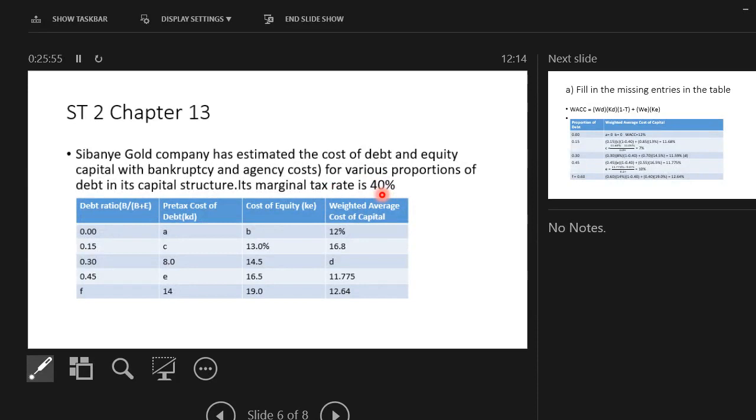It has to be there, because the question normally comes in this format. And then they tell you that this is the pre-tax cost of debt. Pre-tax. When something is pre-tax, it means it has not been taxed. So when it comes as pre-tax, then definitely you need the marginal tax rate information.